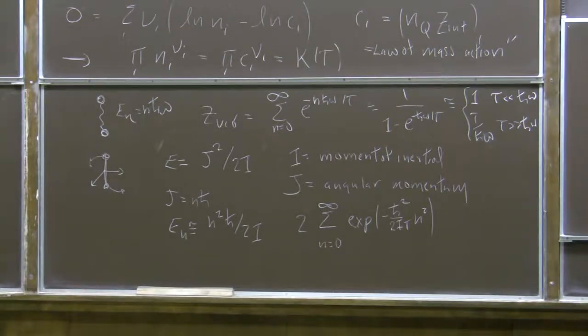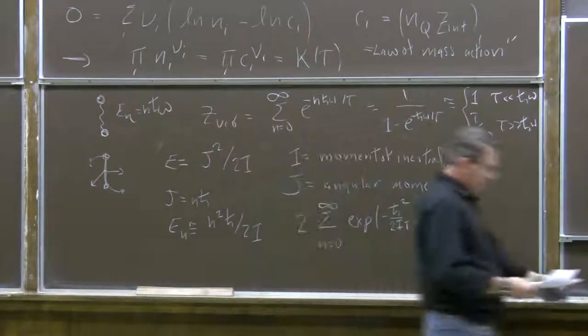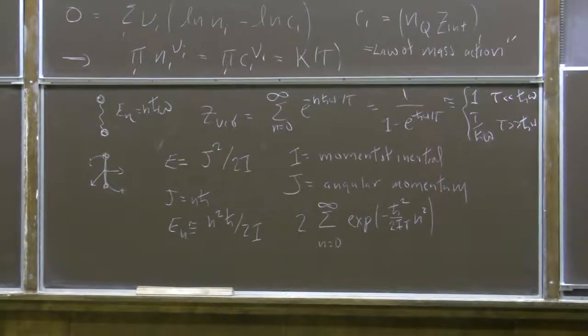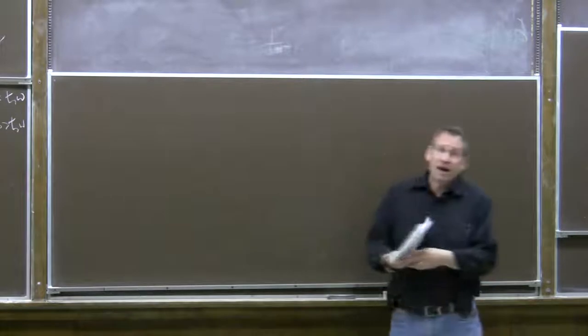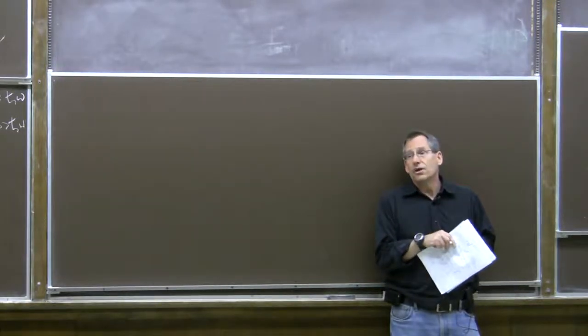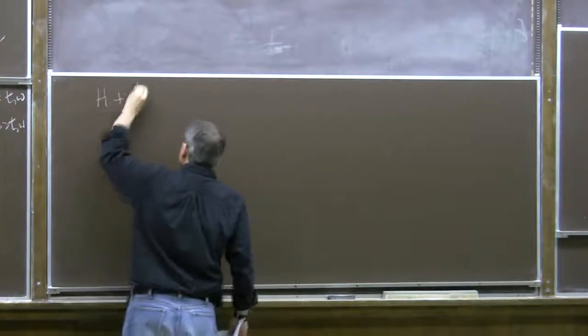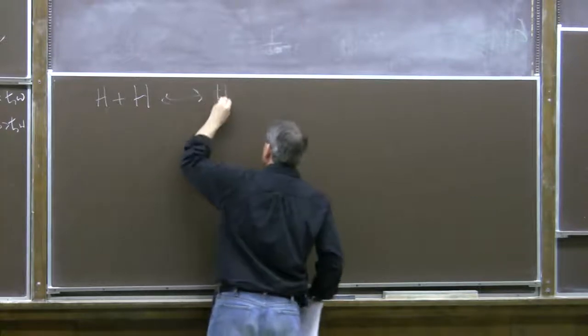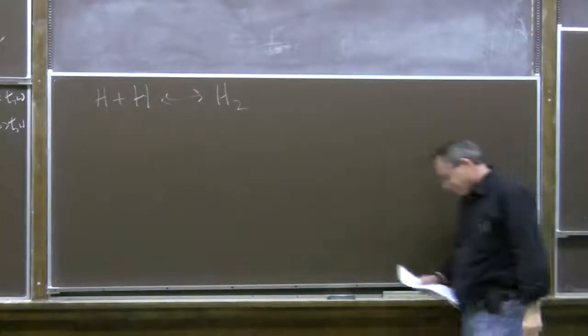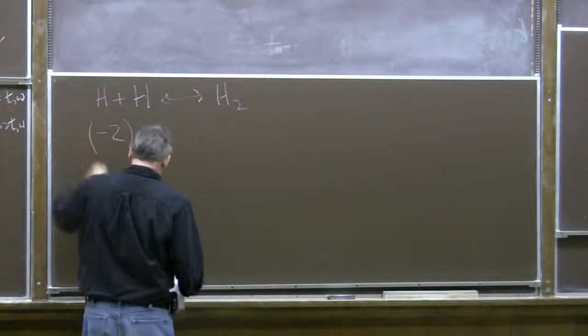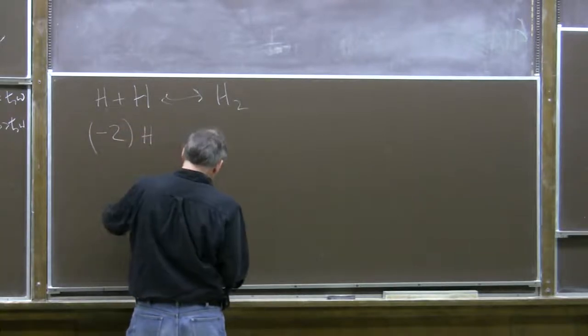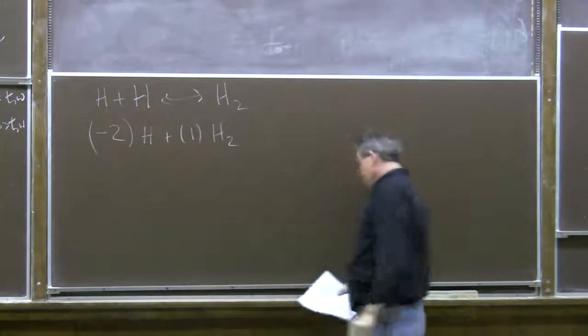Okay. So just to be a little bit more concrete, let's quickly discuss an example, namely, the dissociation of molecular hydrogen. We've got some hydrogen in a box, like maybe it's the universe where there's lots of hydrogen in interstellar or intergalactic space. And there's a chemical reaction. A hydrogen molecule can dissociate into 2 hydrogen atoms, or 2 hydrogen atoms can combine to give a molecule. So we can consider the reaction H plus H goes to H2. Or if you want to write it as a chemical equation, minus 2 H plus 1 H2 equals 0.